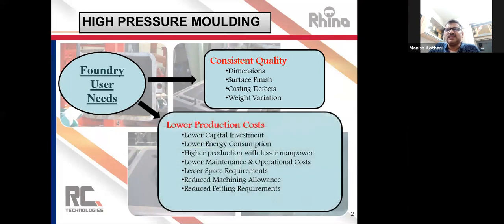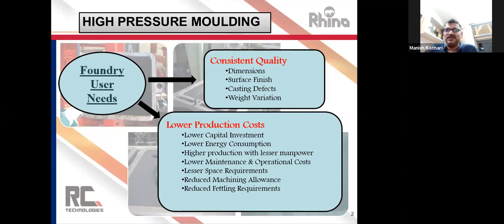And second is to lower my production cost. So whenever we are talking of high pressure molding versus Jolt-squeeze molding machine, the first thing, because Jolt-squeeze we already know, we have been running it for 30-40 years, so we have all the ideas. But in high pressure, can I achieve all these parameters?